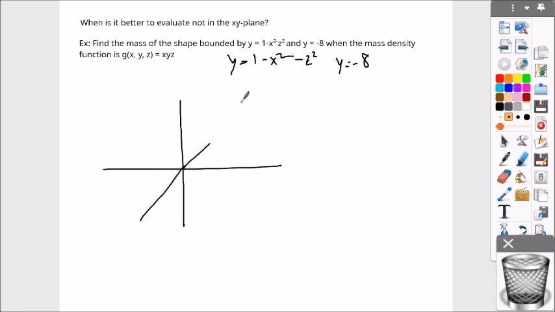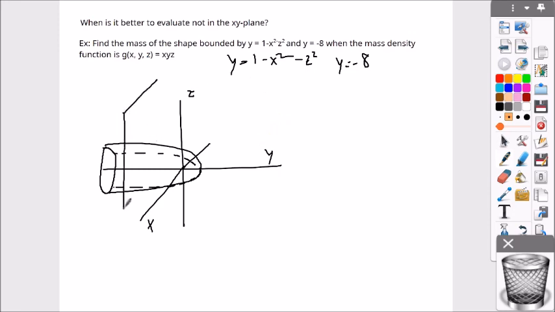What's y equals 1 minus x squared minus z squared? If you remember 1.4 well, you will remember that that is a paraboloid, right? A paraboloid right here. It looks something like this. It opens in a negative y direction because of the negative in 1 minus x squared minus z squared. So it opens in a negative y direction, and it touches the plane y equals, sorry, not 8, y equals negative 8.